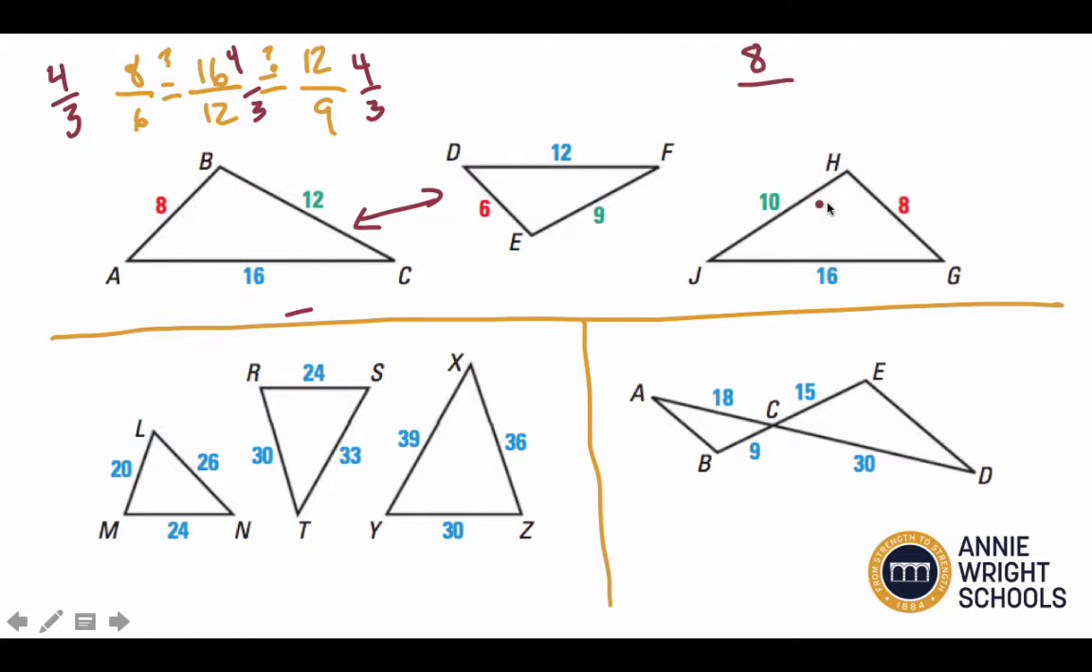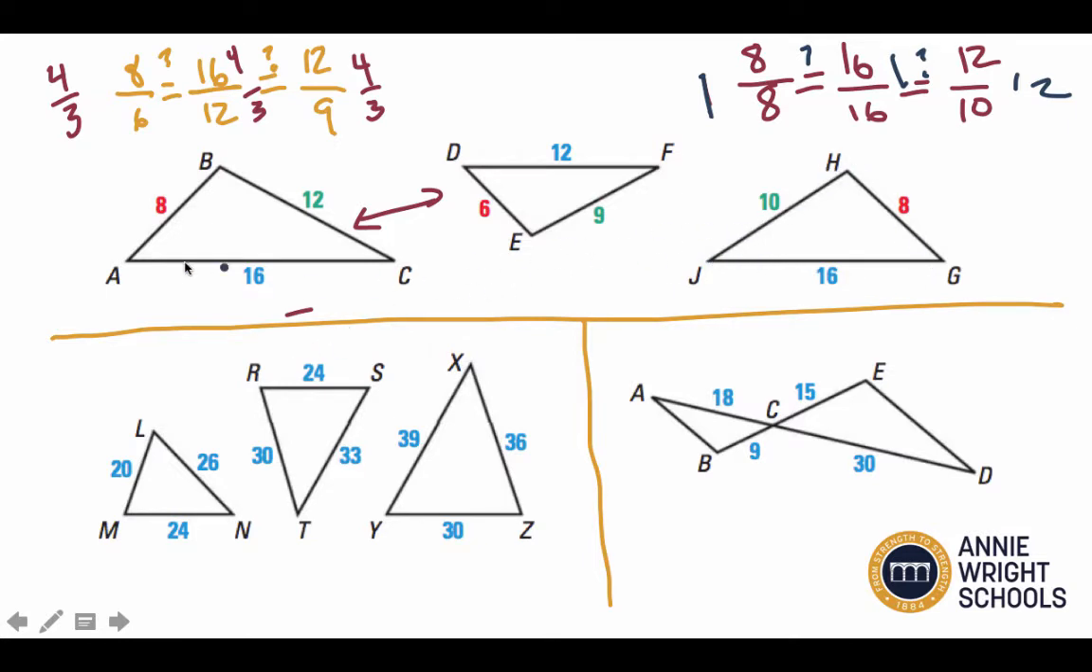AB, smallest side to smallest side, 8. Largest side to largest side, 16 to 16. Middle side to middle side, this is 1. We'll use a different color, sorry. This is 1. Is this the same as this, which is 1, which is this the same as 1.2? And the answer is no. So ABC is not similar to JHG.